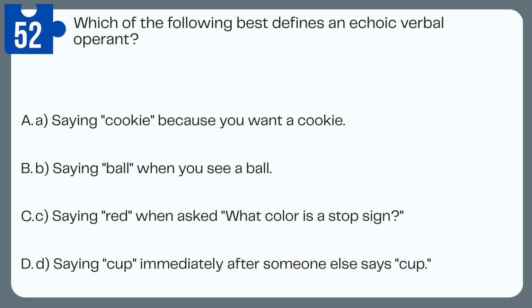Question 52. Which of the following best defines an echoic verbal operant? A. Saying cookie because you want a cookie. B. Saying ball when you see a ball. C. Saying red when asked what color is a stop sign. D. Saying cup immediately after someone else says cup.